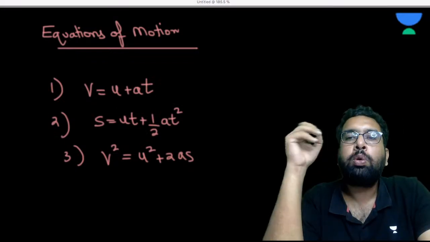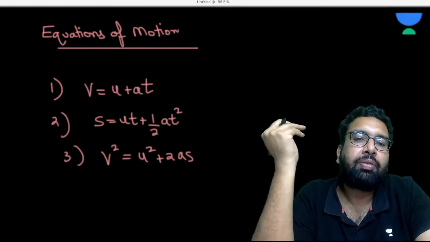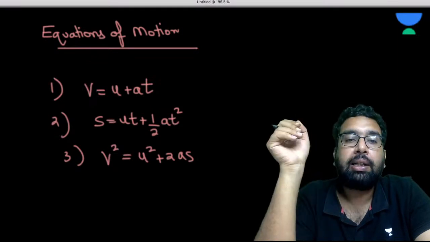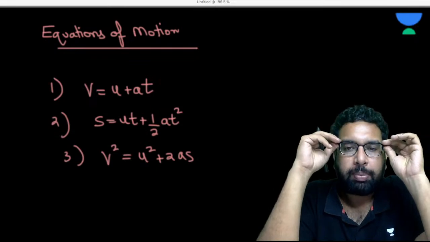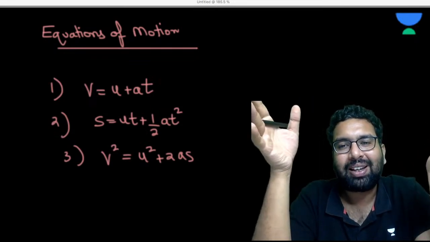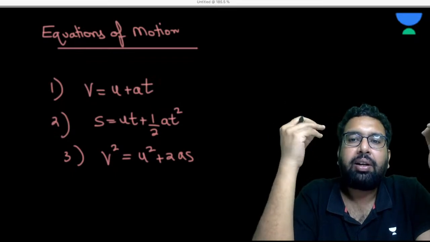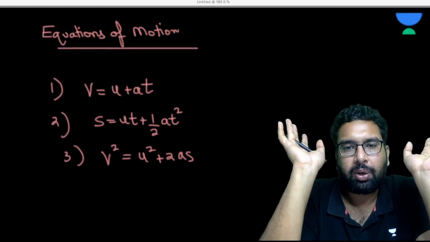Not only do you use these equations in motion in a straight line, but to some extent we use these equations in motion in a plane also. Like in the last session I did projectile motion. If you remember, we used these equations only, right? In relative velocity in 1D, relative velocity in 2D, in all those topics we have used these equations only.